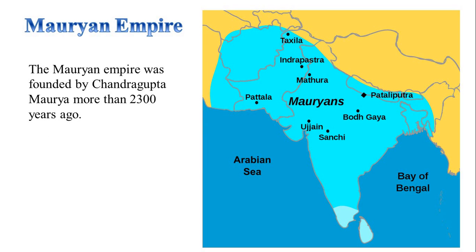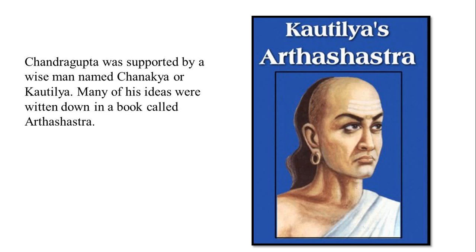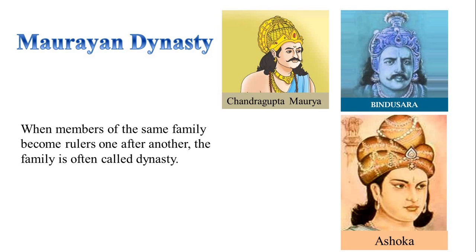The empire that Ashoka ruled was founded by his grandfather Chandragupta Maurya more than 2300 years ago. He was supported by a wise man named Chanakya or Kautilya. Many of Chanakya's ideas were written down in a book called the Arthashastra. Mauryan dynasty: when members of the same family become rulers one after another, the family is often called a dynasty. 3 important rulers of the Mauryan dynasty are Chandragupta Maurya, his son Bindusara, and Bindusara's son Ashoka.